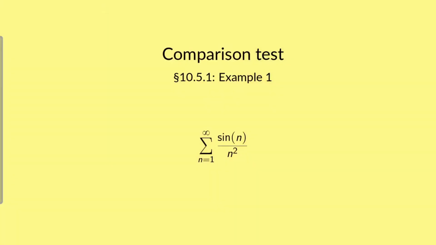So let's take a quick look at an example of a use of the comparison test to actually figure out if a series converges or diverges. The first example we're going to look at is sine n over n squared.